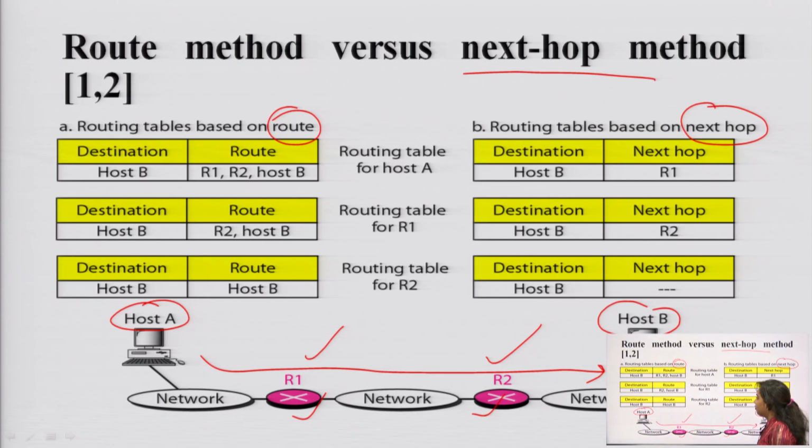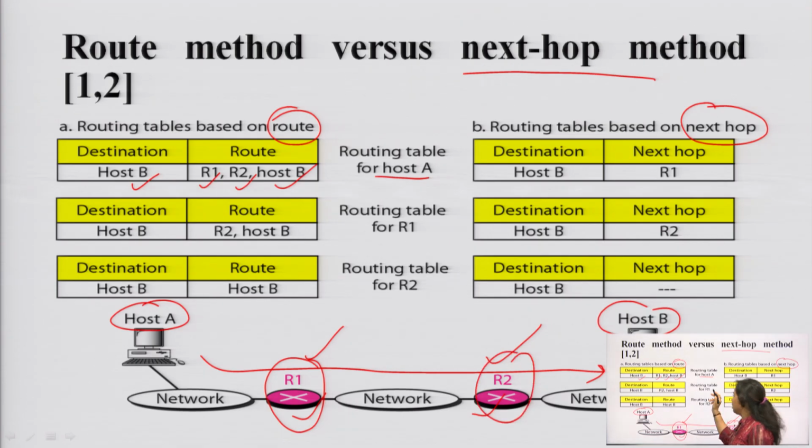So, this one is the routing table which is based on the route. The destination is host B, then the route consists of R1, that is router 1, then R2, router 2, and then the destination, which means it has to follow this route to reach host B from host A. Next is the routing table for R1. The destination is host B, and the remaining points in this route are R2 and host B, because the packet has reached R1.